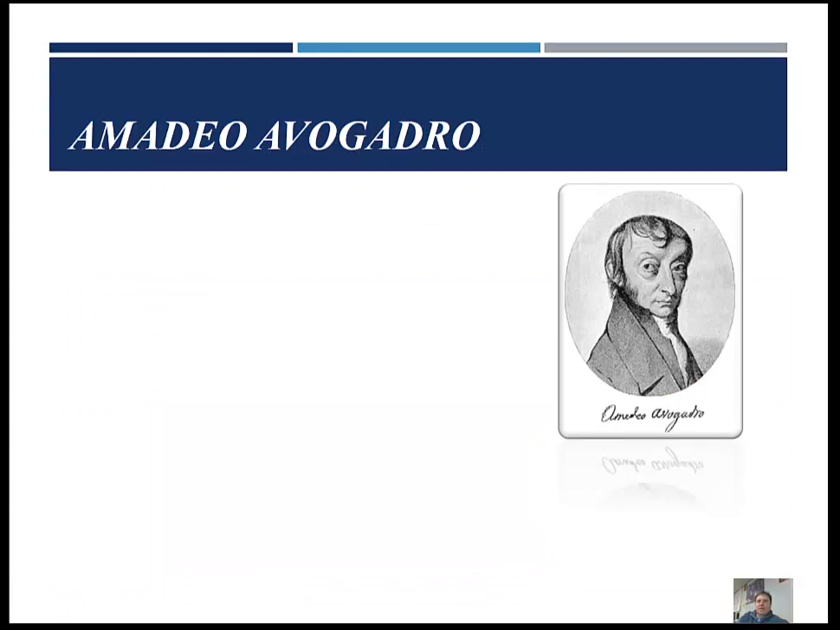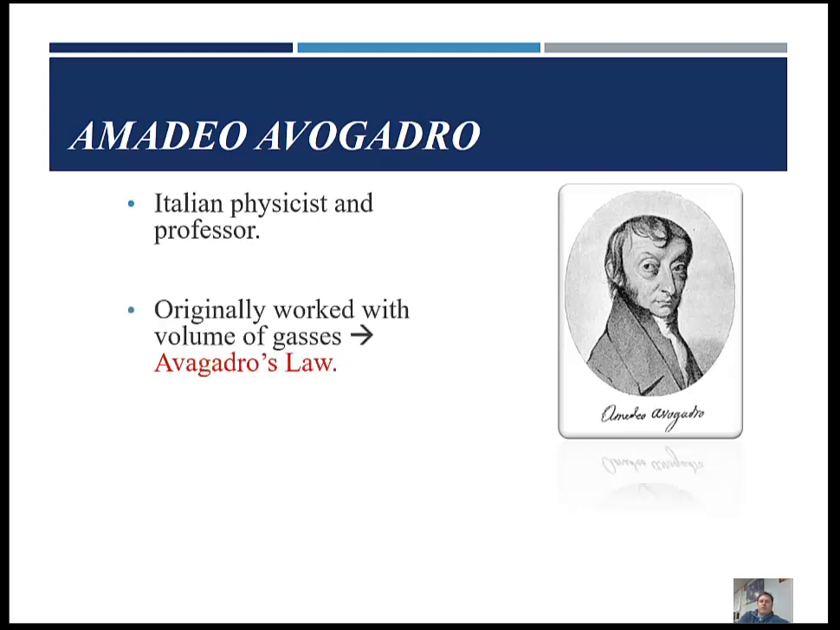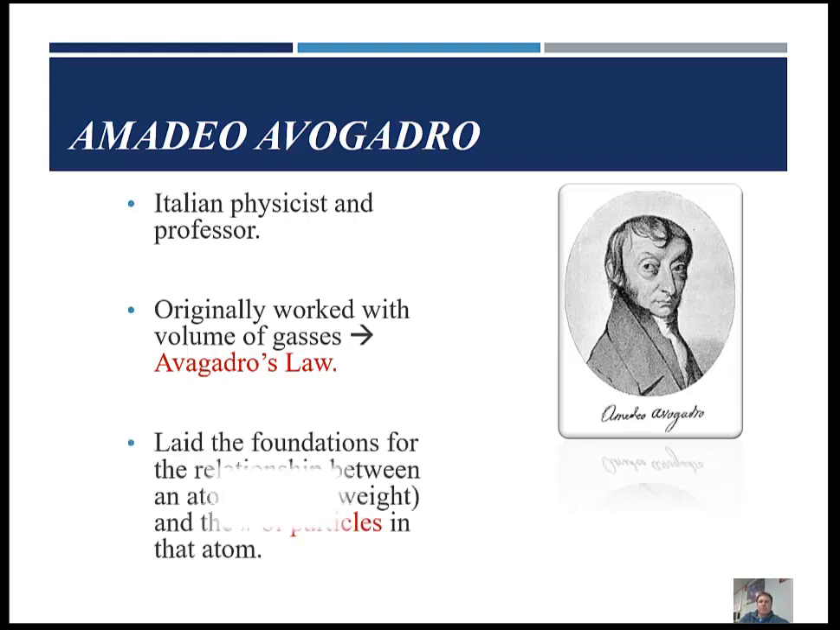So the first thing we have to talk about is a gentleman here by the name of Amedeo Avogadro, the handsome-looking gentleman there in the picture. And Avogadro was an Italian physicist and professor, and he originally worked with gases, and he came up with what is known as Avogadro's law, which we'll talk about in just a little bit. But his work with gases laid the foundations for the mole. And what he kind of linked was this idea between the mass of an atom and how many particles are in that given mass. And this is where the mole came out of.